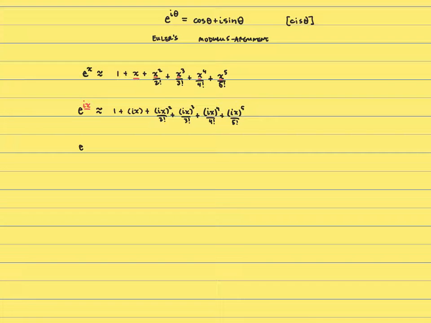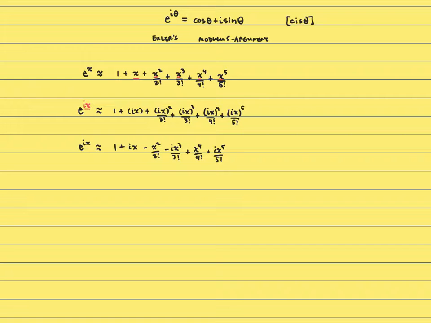Okay, let's do a little work to simplify this. That'll be 1 plus ix. Now i squared is negative 1. Therefore, we will have a negative x squared over 2 factorial. i to the third is negative i, so that'll give us a negative ix cubed over 3 factorial. i to the fourth is a positive 1, so that'll give me a plus x to the fourth over 4 factorial. And i to the fifth is equivalent to i, thus I will get plus ix to the fifth over 5 factorial.